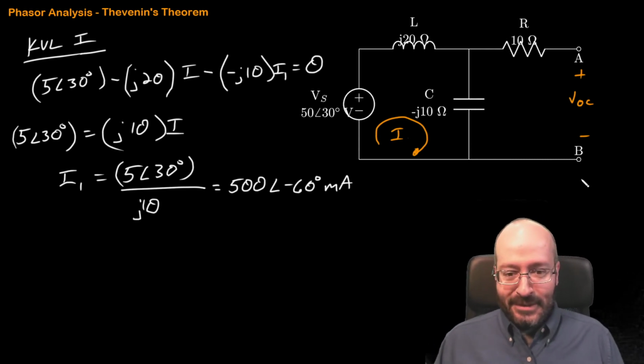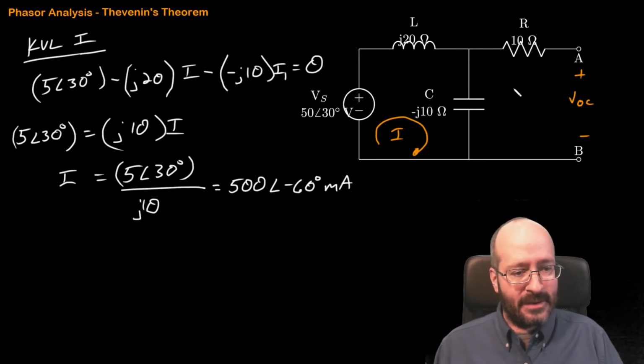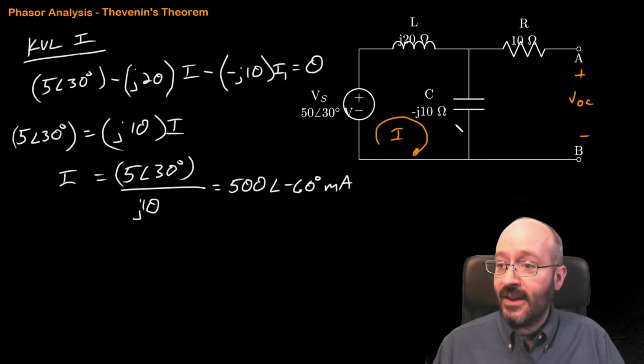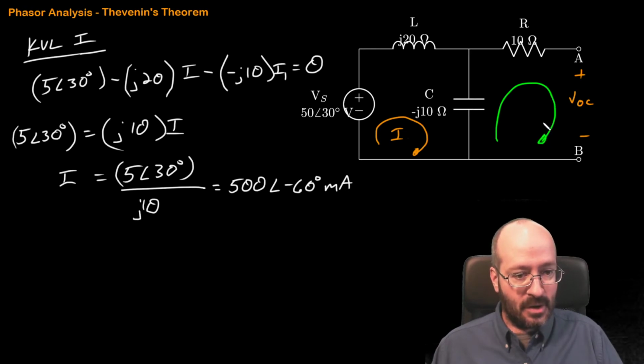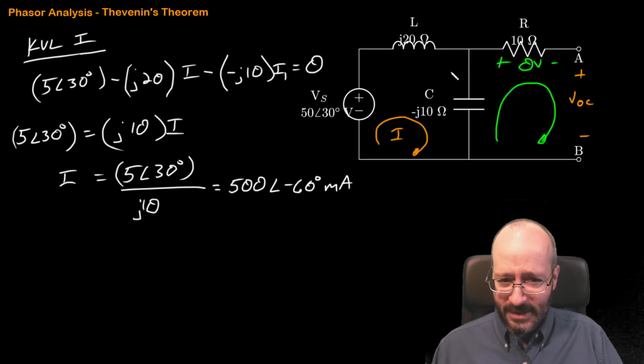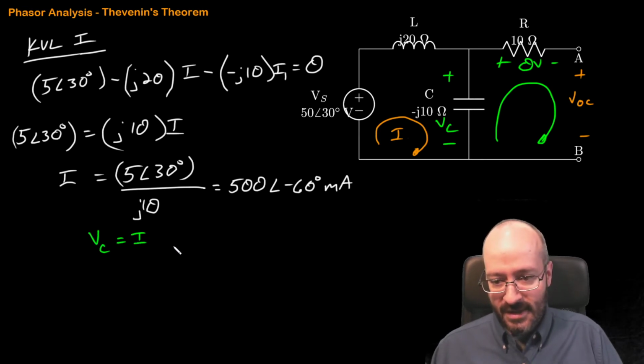I won't trust myself. Okay, that's not I1, that's I. All right, and then if we want to find V open circuit, we've got to write a KVL, and we know that there's no current flowing here. So this one's 0 volts. So the one that we're really after is this one. What's that voltage? And we're going to find that VC. We're going to find that by taking I and multiplying it by negative J10.